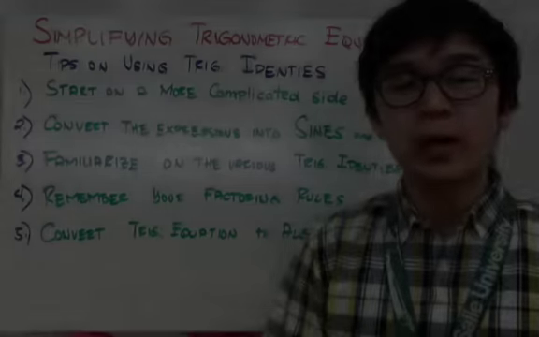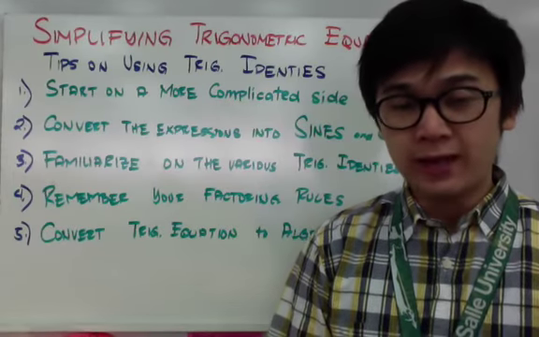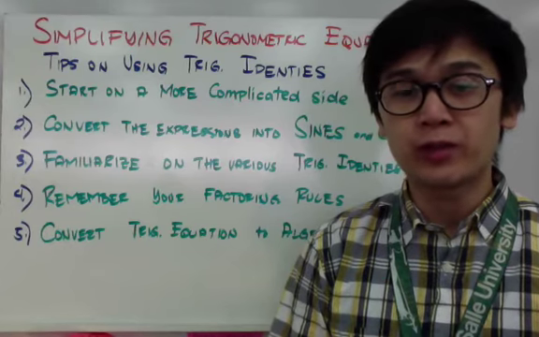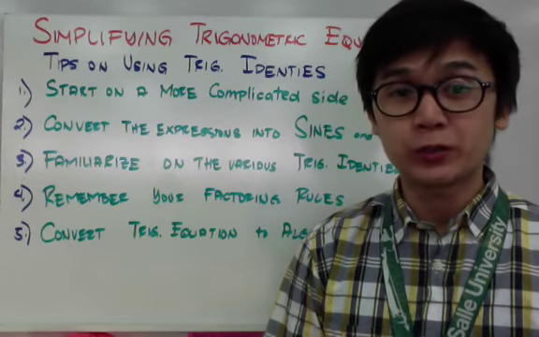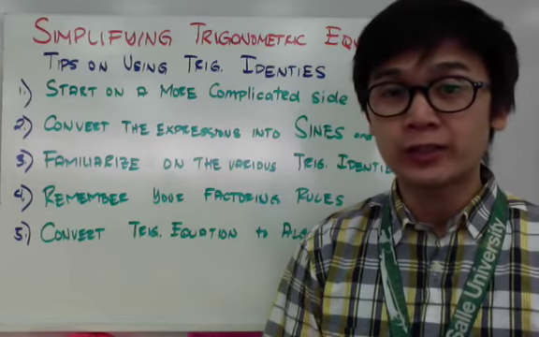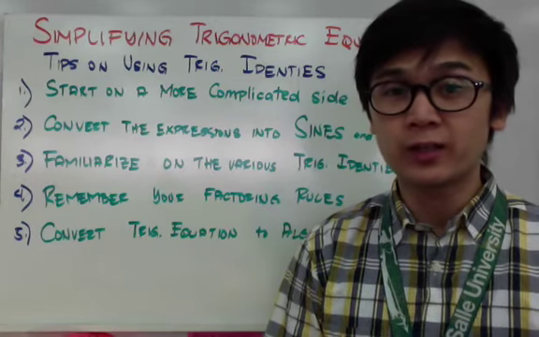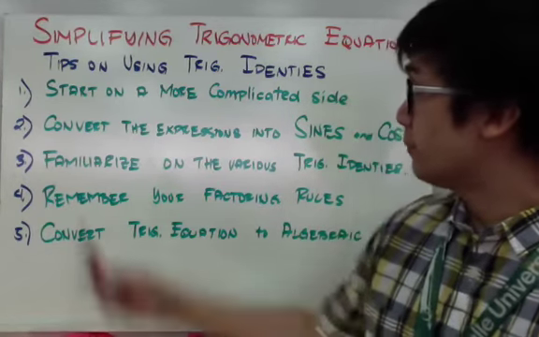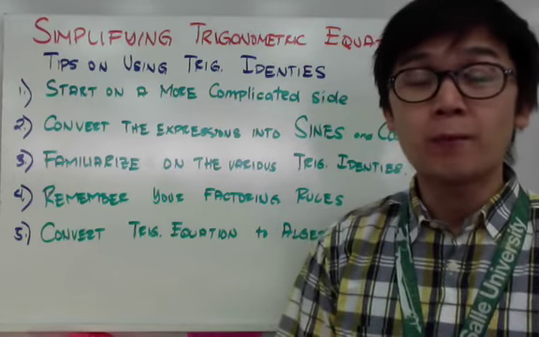There are several ways on how we simplify trigonometric equations, and the key here is you need to be familiar with your trig identities. And there are tips on using the trig identities so that you can simplify a trig equation or a trig expression. So the first one is you need to start on a more complicated side.